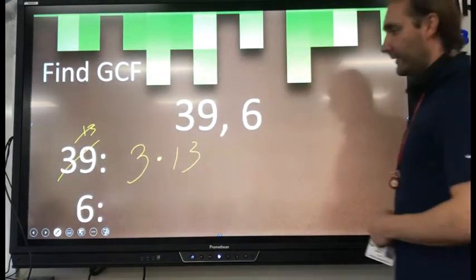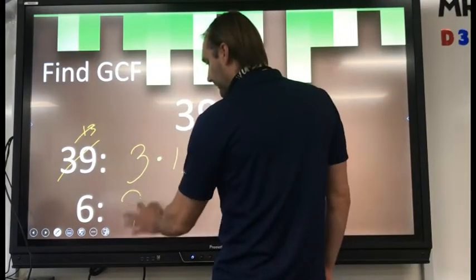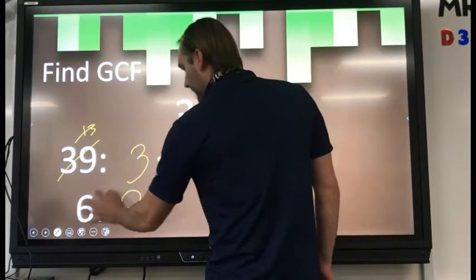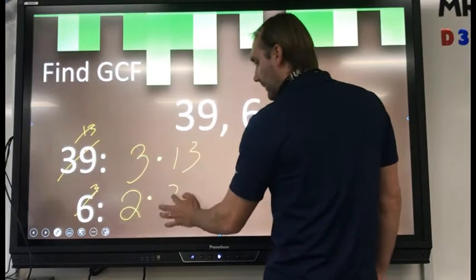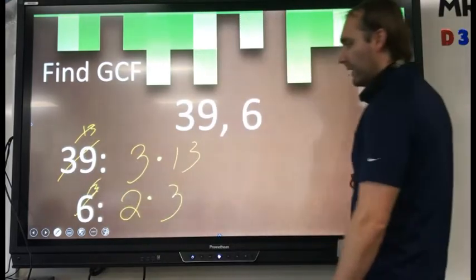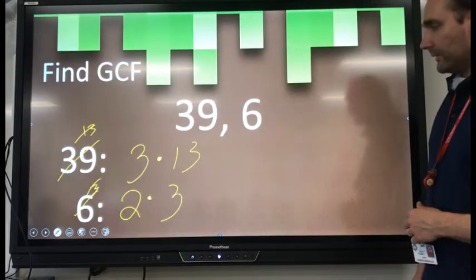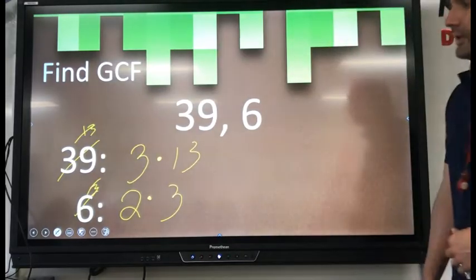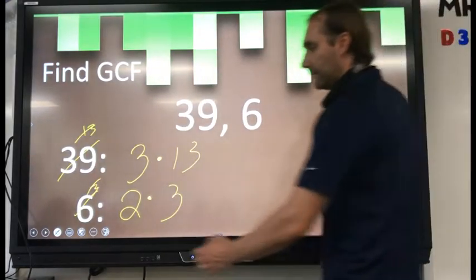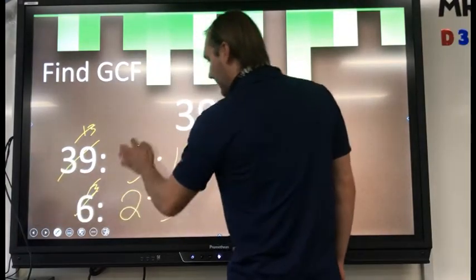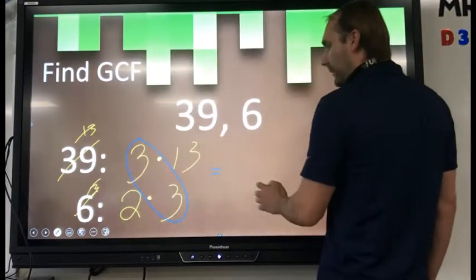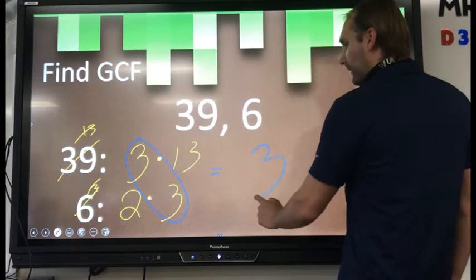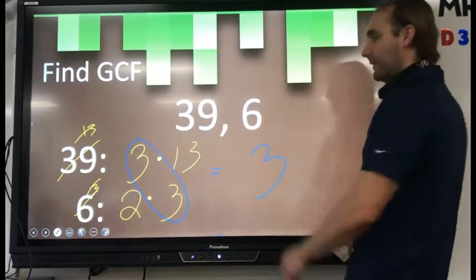On to the next number, 6. Does 2 go into 6? Yes. How many times? 3. Is 3 prime? Yes. So I'll move it over here. Is that all my prime multiples? Yes, just 3. So what's the next step? Circle what they have in common. They have a 3 in common, which means my GCF is 3.